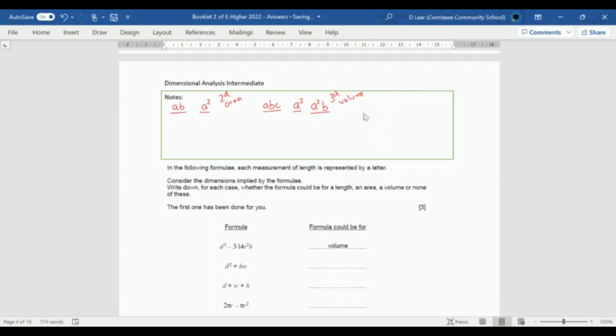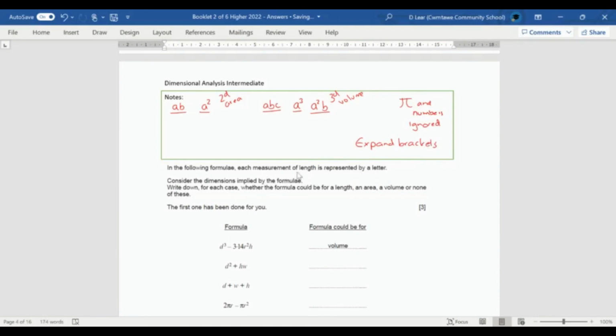Any numbers like pi and numbers, let me write that, pi and numbers, should be ignored when deciding if a formula is an area, a volume, or a length, okay? And the other thing I would say is expand brackets before making your decision. Okay, that's it, really. So if we read what a question might be worded like, in the following formulae, each measurement of length is represented by a letter.